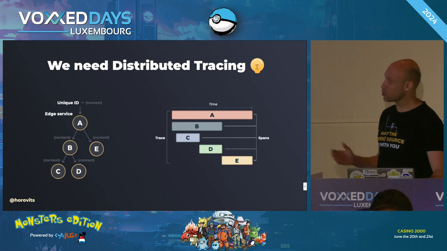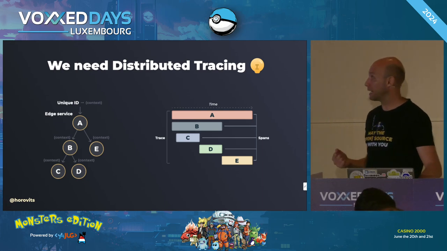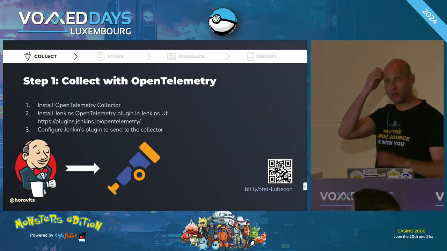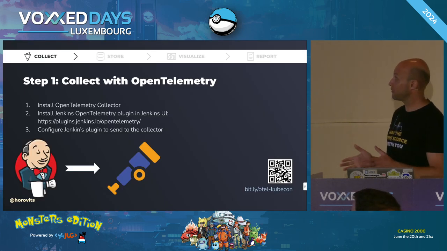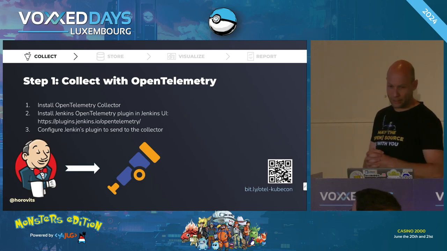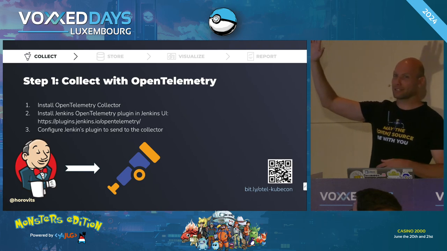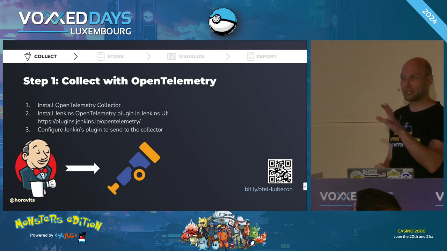With that in mind, let's talk about how we achieved observability with distributed tracing following the same steps, okay? So the first step, as we said, is collect. How do we collect? In this case, we used OpenTelemetry. Who knows OpenTelemetry, with a show of hands? Okay, that's good to see. We have like 40%, I think, here.